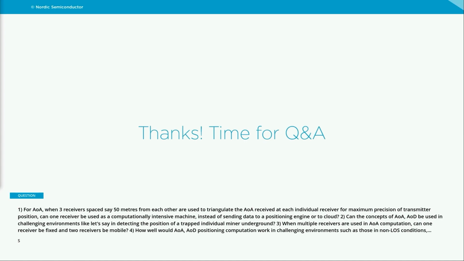When multiple receivers are used in AoA computation, can one receiver be fixed? Normally what we do there is when you use multiple receivers, all units are fixed. As soon as you start trying to move a unit around, then you need to know where that unit is to be able to find the location in 3D space. So it complicates the mathematics to be able to do it. It's not impossible, it just makes it difficult.